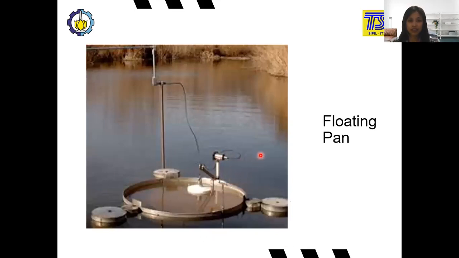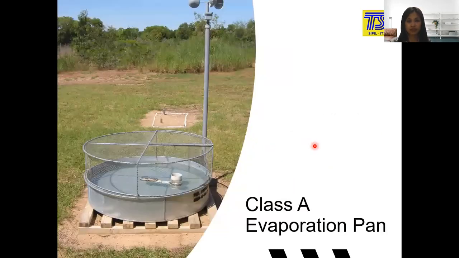So this is the floating pan. As you can see, as its name says, it is floating in the water. If you want to look for the evaporation of the lake or of the reservoir, you can use this floating pan. And it is usually located in the center of the lake or of the reservoir.